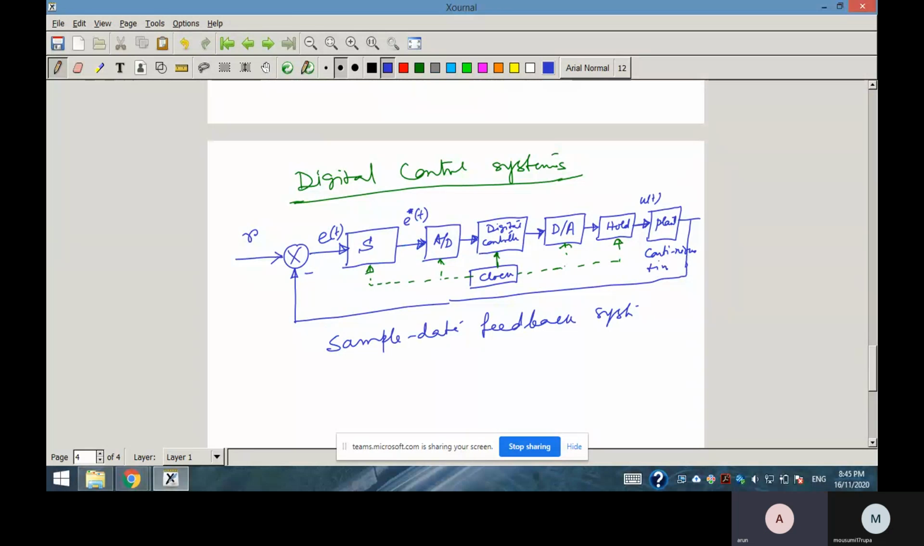Continuous time. So the plant is continuous time. The plant is not discrete. So that is the difference. Here is another type of thing you will see in digital control systems: one is the sampled data feedback system, another is the discrete feedback system. Their plant is also in the discrete domain. That I will come to slowly, you will understand. So here the plant is a continuous time plant.